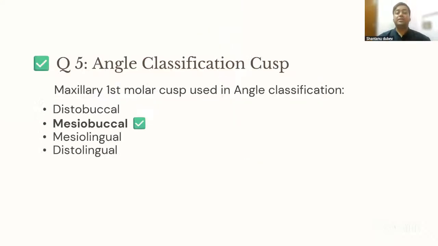So the fifth question, which is again related to the classification we just discussed, is: which maxillary first molar cusp is used in the Angle classification, out of the given options? The first option is distobuccal cusp. The second is mesiobuccal cusp. Third is mesiolingual cusp and fourth, distolingual cusp. I don't think this is a really difficult question, to be honest. I'm sorry, there's no concept to understand, but I hope every one of the students remembers that it is the mesiobuccal cusp.